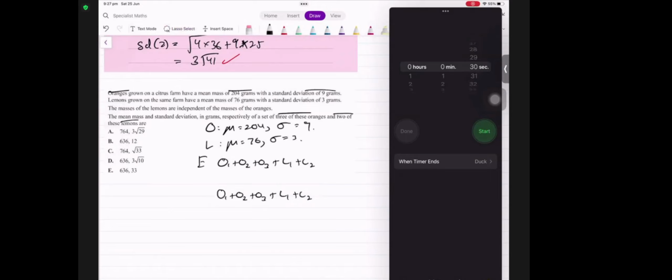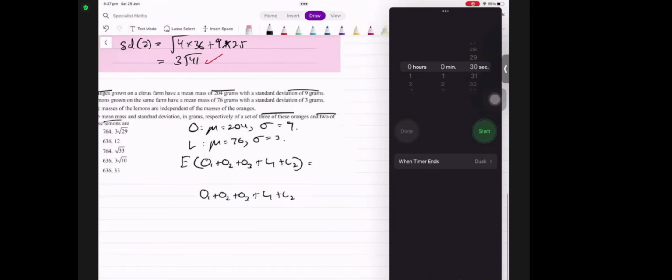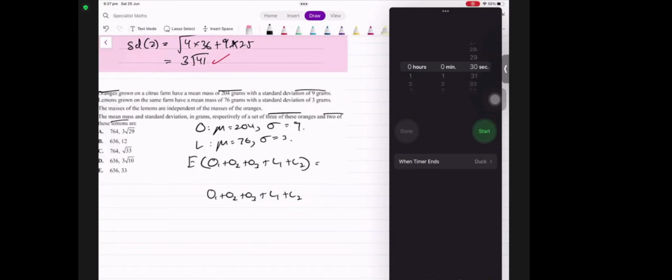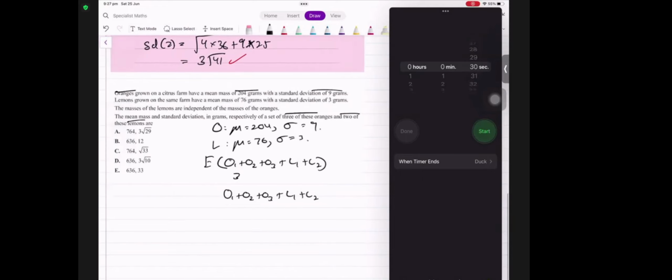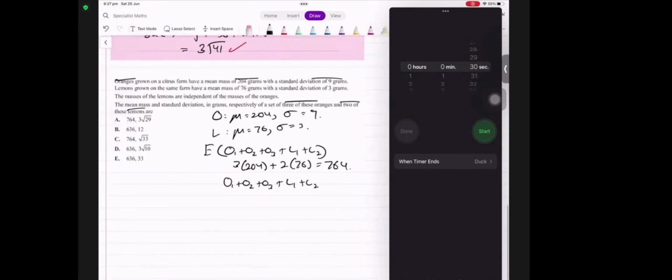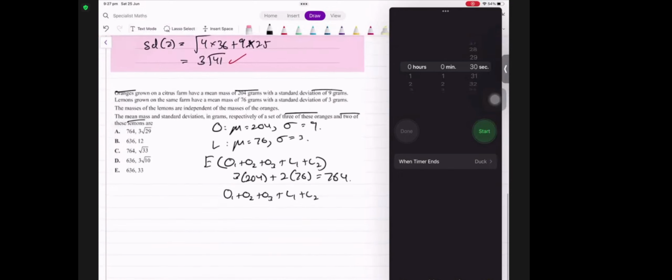So we have the expected value of this one, which would have been 3 times the oranges, so 3 times 204, plus 2 times 76. That should have got you 764. And then for variance, this would just be all that added together. So it would just be 27, or did I read that right? Yeah, 27 plus 2 times 3, which is 6. So you should get 30.